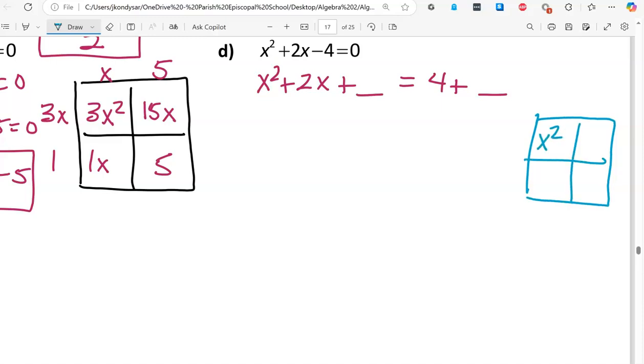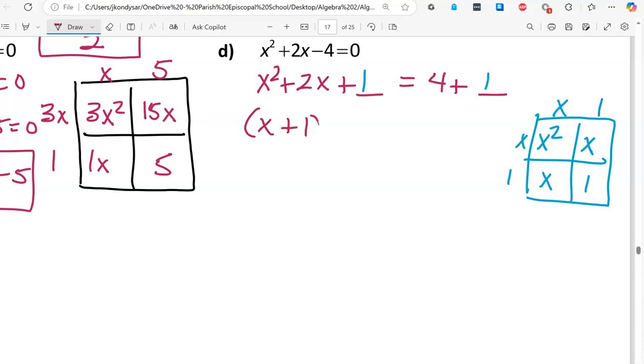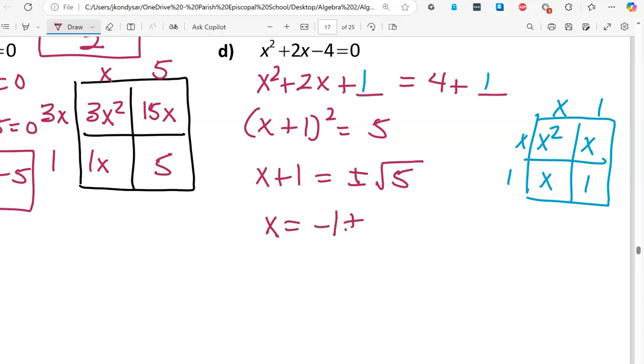x squared, and then I'm going to split that middle term into two equal pieces, 1x and 1x. So that means our factors are x plus 1 and x plus 1. 1 completes the square, and that gives us x plus 1 squared is equal to 5. Undoing the square, x plus 1 is equal to the positive or negative square root of 5. And adding negative 1 to both sides, we get two solutions, negative 1 plus the square root of 5 and negative 1 minus the square root of 5.